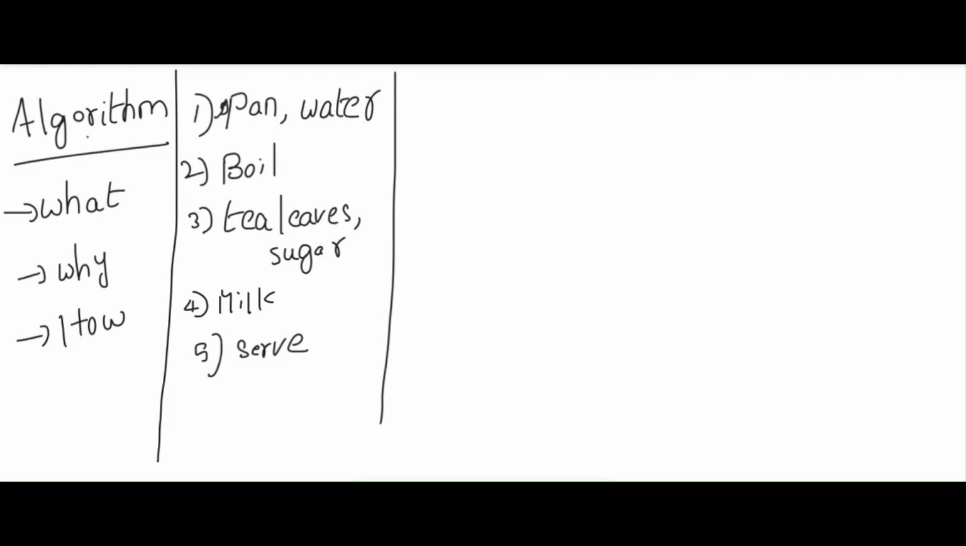Now, I want to define an algorithm using this example. I'll give you the definition of algorithm now. An algorithm is a step by step procedure to be followed in order to perform a task. An algorithm is a step by step procedure to accomplish a particular task. Now you know what is an algorithm. Next, we'll see why do we need this algorithm.